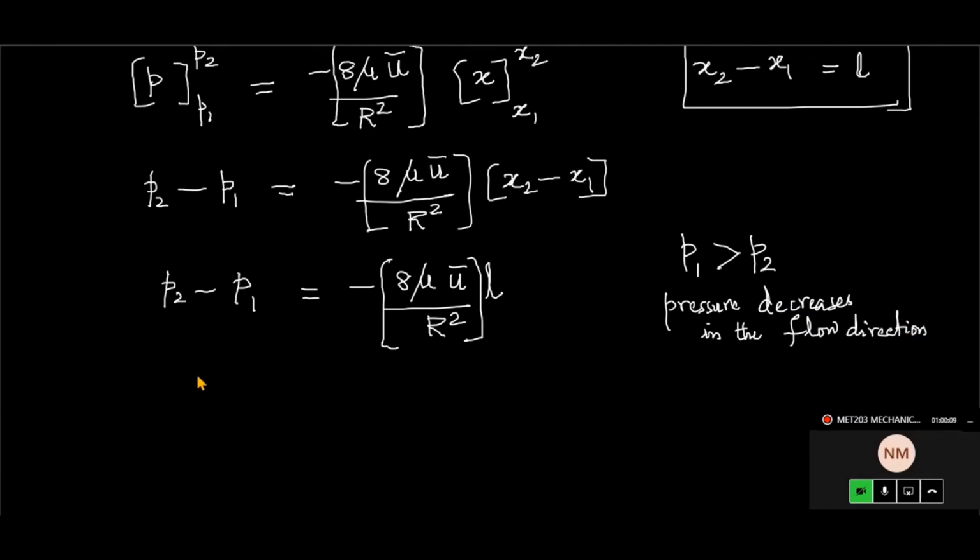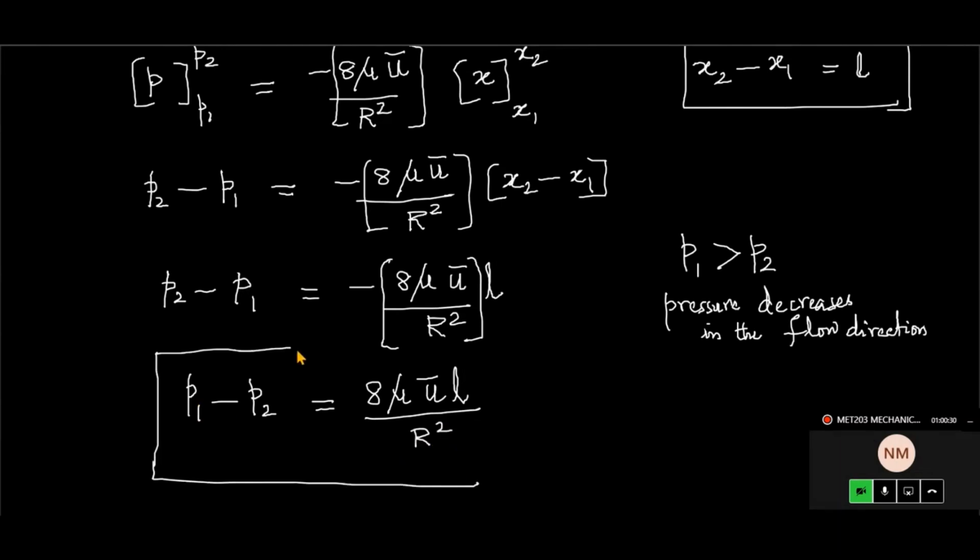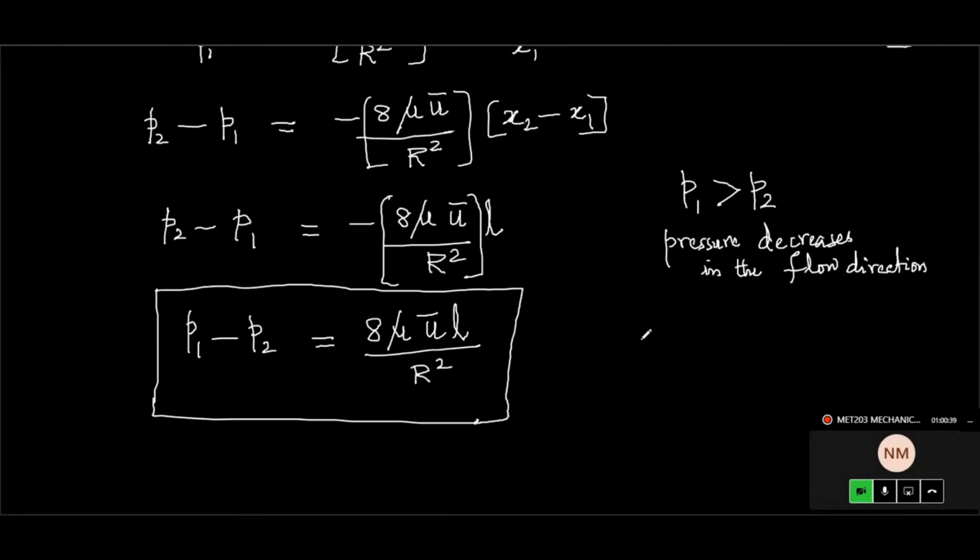So if I want to write this, reverse the order by multiplying both sides by minus 1. So you get P1 minus P2 is equal to 8 mu u bar L divided by R square. It's a very important equation, one form of Hagen-Poiseuille's equation, the pressure intensity difference. At section 1 the pressure is P1, at section 2 after a length L of the pipe it is P2, and P1 minus P2 is given by this in terms of radius.